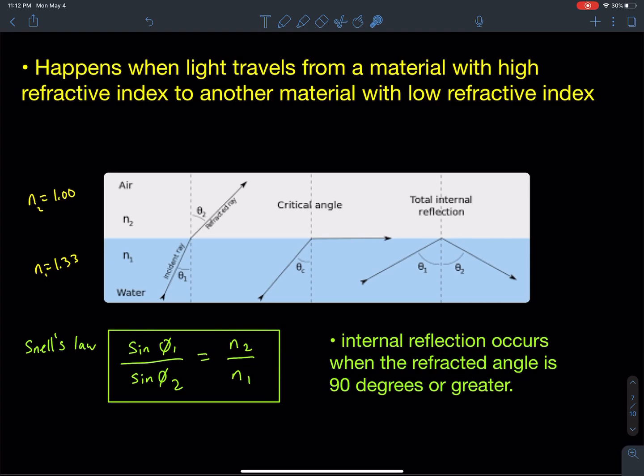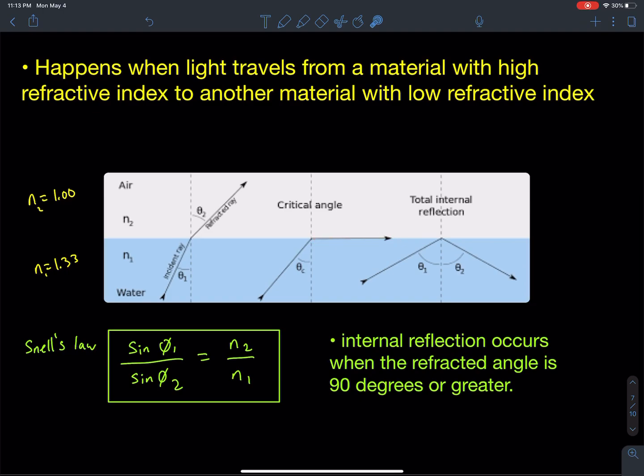Just to recap, internal reflection occurs when the refracted angle is 90 degrees or greater. It depends on the two materials that are in contact. Those two materials put together have a critical angle that defines the maximum angle before light can't escape anymore. And that's our critical angle.